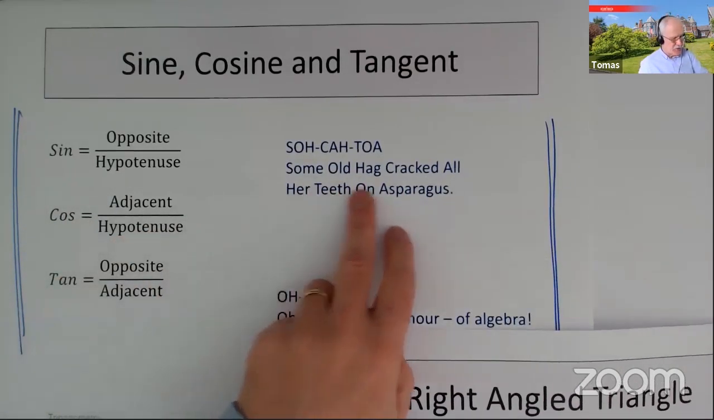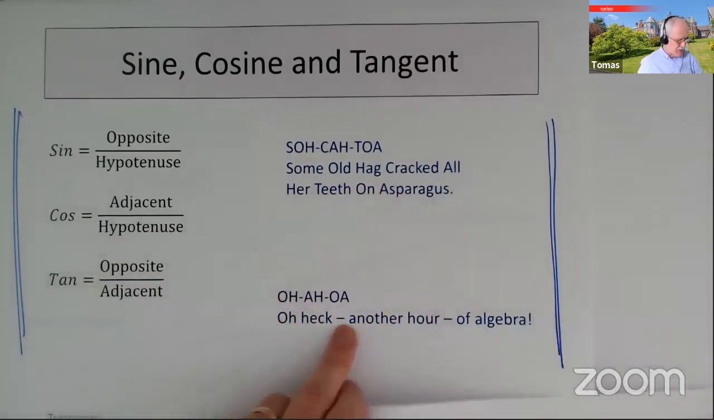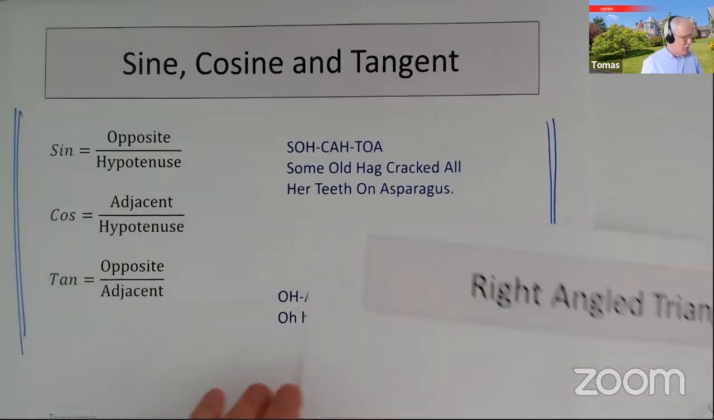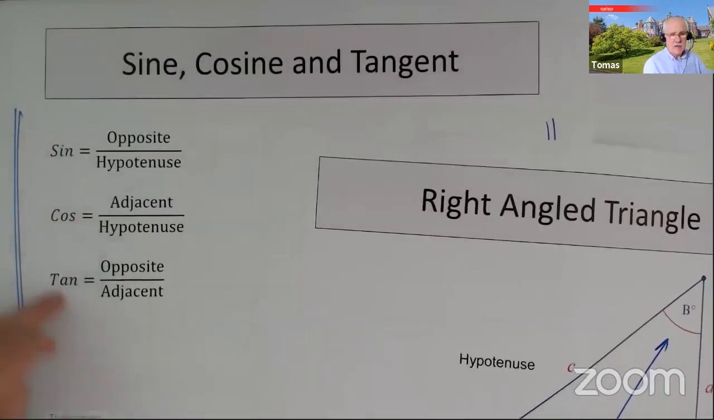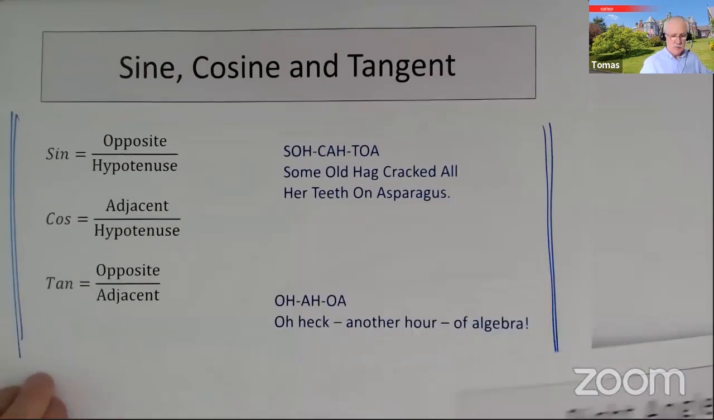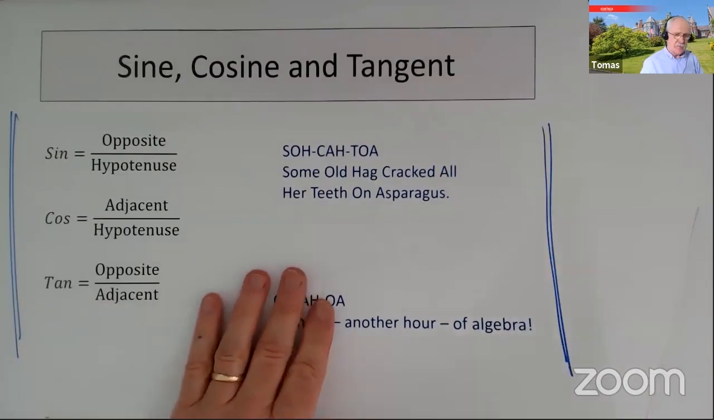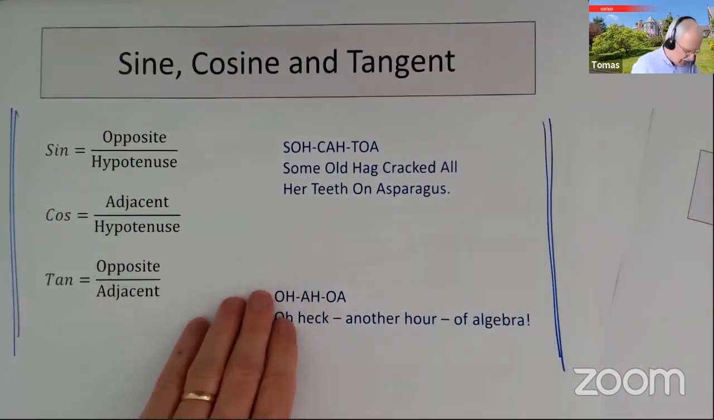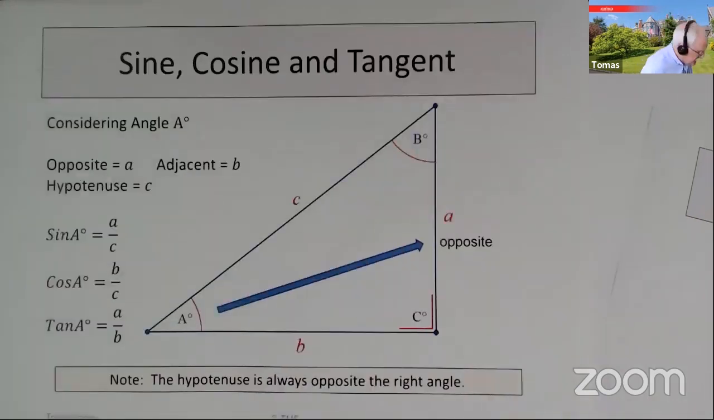That's an American book. Some old hag cracked all her teeth on asparagus. Oh, heck, another hour of algebra. I don't think any of those are really used, but you have your way of remembering sine, cos, and tan, and you know how to remember them. For now, this is in the maths tables book. We know we can find them. We can always refer to it. So we leave that as an important one to come back to.